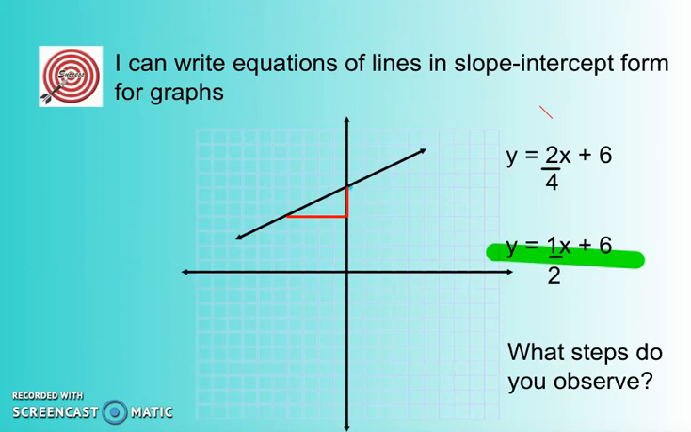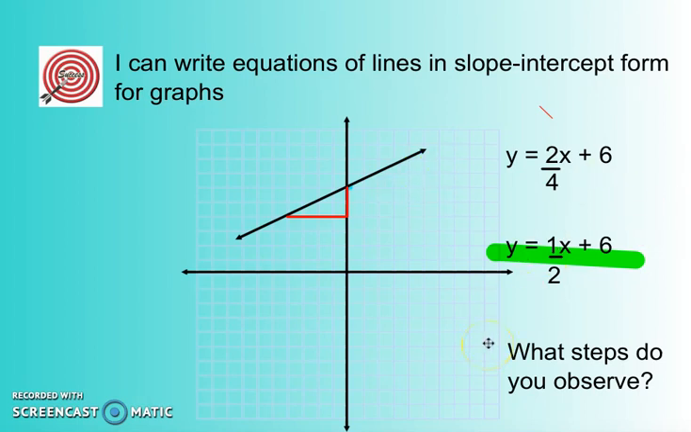Today, our target is I can write equations of lines in slope-intercept form for graphs. So what we're going to do is look at a line on a graph, figure out what the slope is and what the y-intercept is, and then write out our equation.